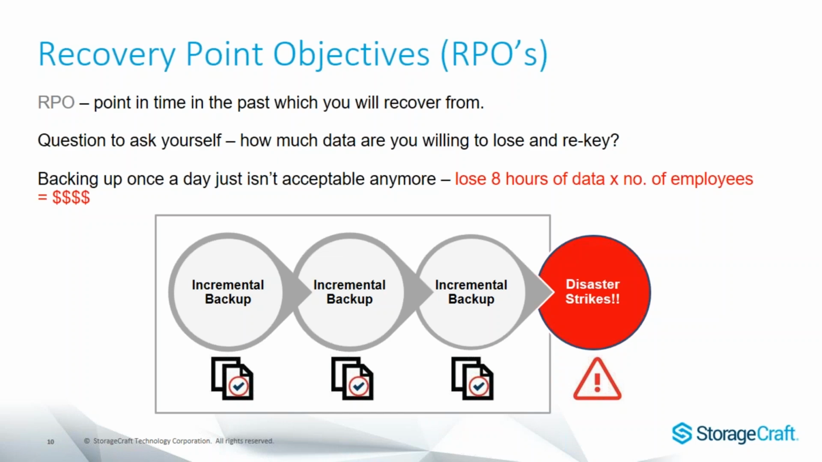If we take this little diagram down at the bottom, we have an incremental backup, incremental backup, incremental backup, and a disaster strikes. If those incremental backups are occurring every 15 minutes, when the disaster strikes, we have to roll back a maximum of 15 minutes. If these weren't incremental backups and they were just full backups occurring every day, and the disaster occurred at, say, 4 p.m., we would have to roll back to the previous day's backup. We'd lose essentially an entire day's worth of data.